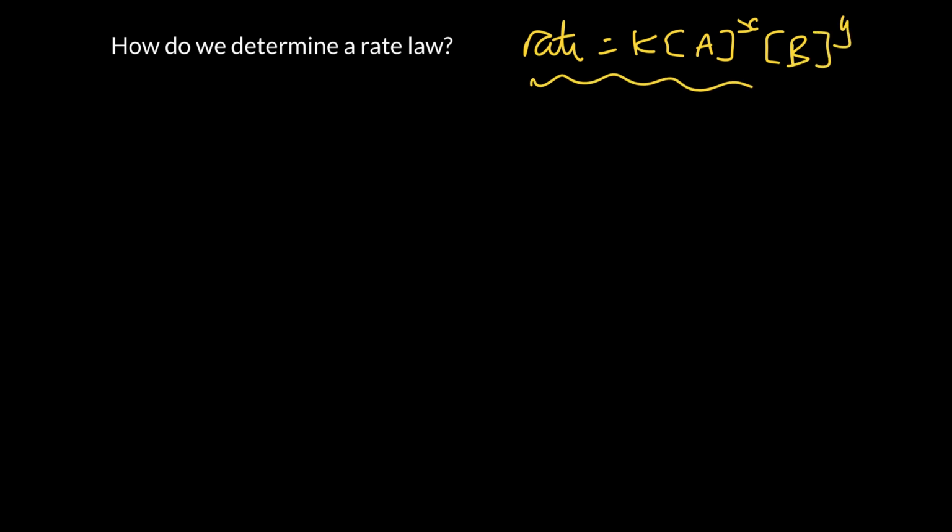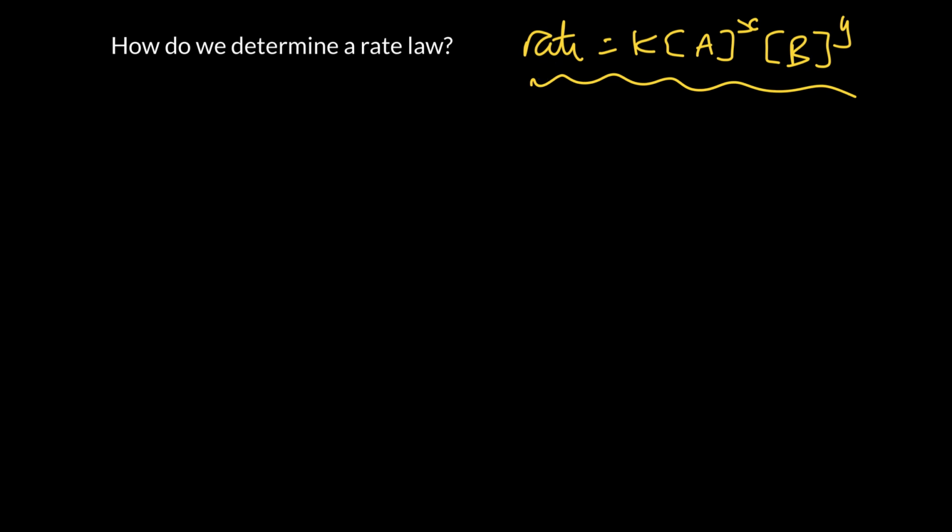So we're going to start off by figuring out how to determine a rate law. If you remember, a rate law is an equation that says the rate of the reaction is equal to some constant times the concentration of the reactants raised to some power that you've got to determine experimentally. So how do we find this rate law? Because we can use this law to predict how fast a reaction will take place.